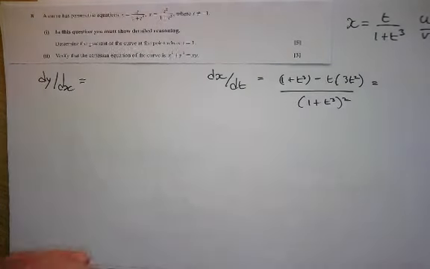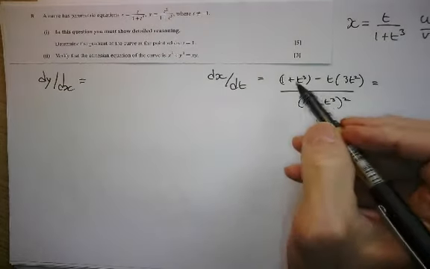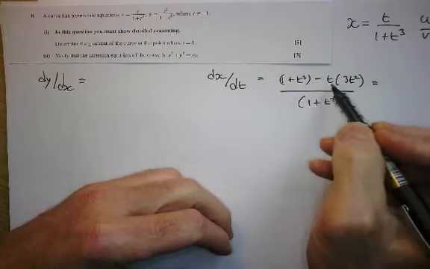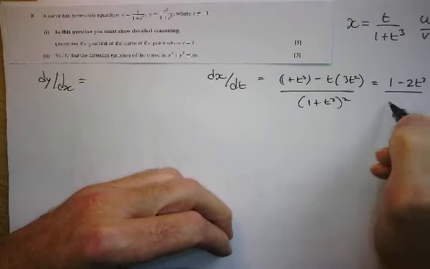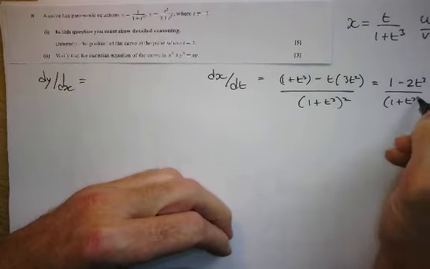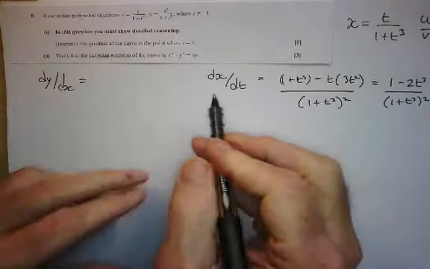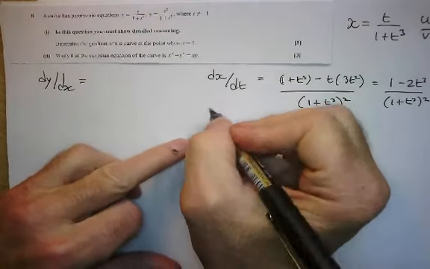So now let's tidy all that up. 1 plus t cubed minus 3t cubed, so it's 1 minus 2t cubed, and I'm going to leave just that at the bottom like that. So that's my dx dt.